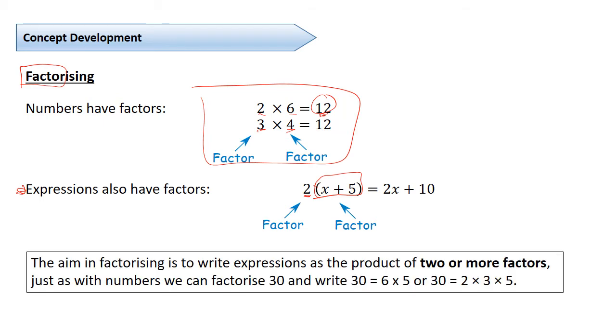Now, the aim of factorising, the aim of today's lesson, is to write expressions as the product of 2 or more factors. Just as with numbers, we can factorise 30 and write 30 is equal to 6 times 5, or 2 or more, 2 times 3 times 5. Now, as we said, we are going to expand that idea to algebraic expressions, and let's have a look at what that looks like.